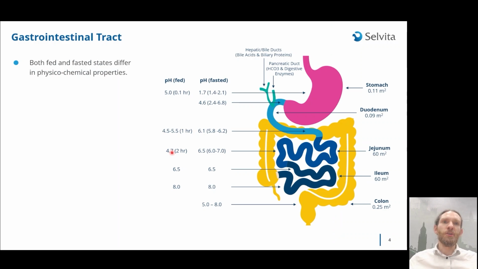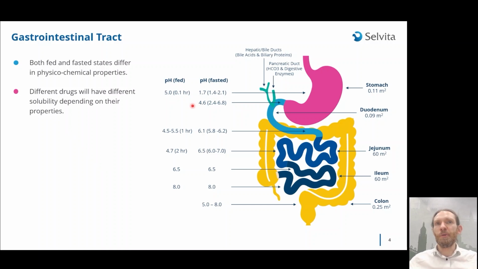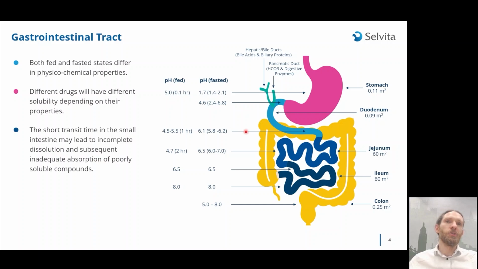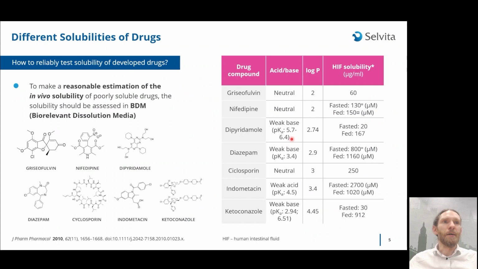During the previous presentation, we described how the human gastrointestinal tract is constructed and how both fed and fasted state differ in their physicochemical properties. These different physicochemical properties will affect the solubility of different drugs. In addition, the short transit time through the small intestine may lead to incomplete dissolution and poor absorption of poorly soluble drugs. Let's see some data.